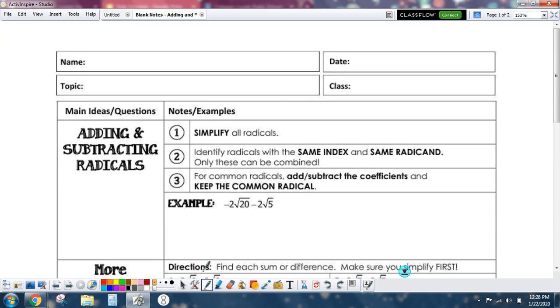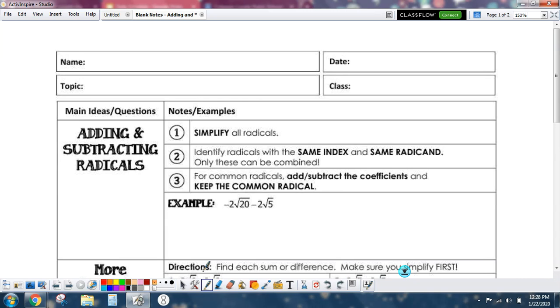For number 3, it says for common radicals, you're going to add or subtract the coefficients, and you're going to keep the common radical. So you're not going to add them. If you have 2 square roots of 3 plus 3 square roots of 3, it's going to be 5 square roots of 3, because you're just adding a number on the outside like we do with like terms. You don't touch what's under the radical. And that's the biggest mistake that I am seeing. So please, please, please be aware that you should not add what's under the radical. Think of it as like an X term. You can't add variables that are not the same. So think of it the same way with our radicals.